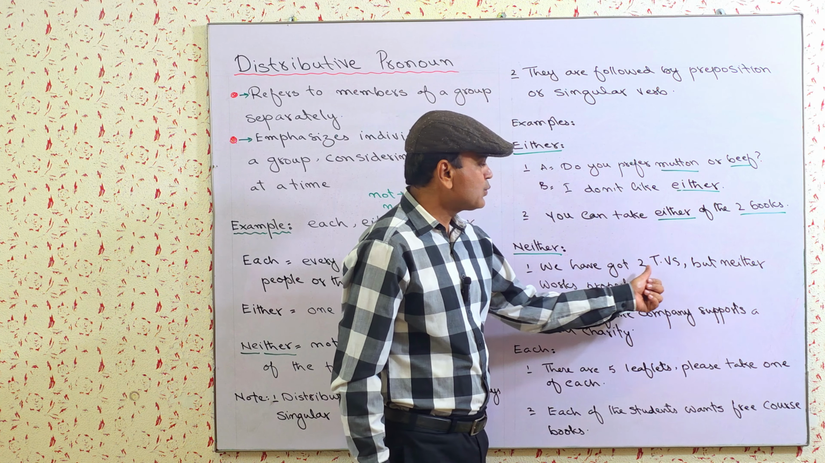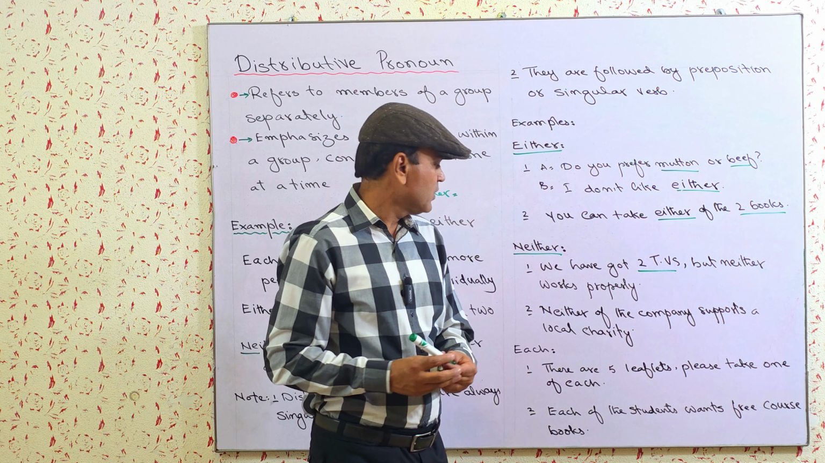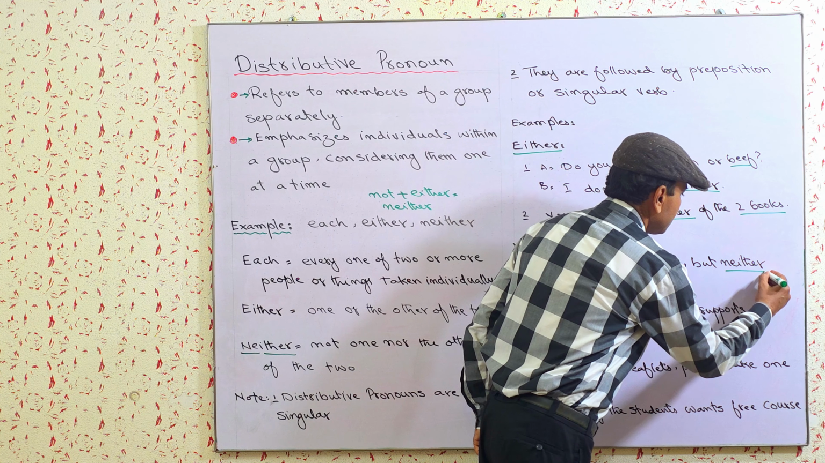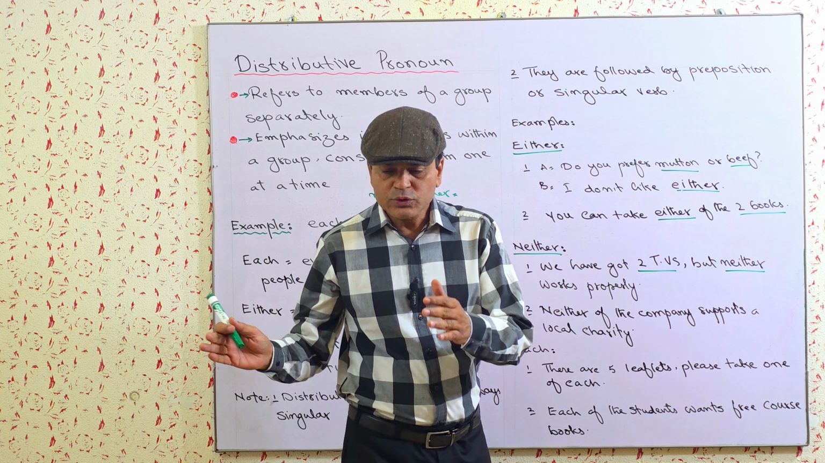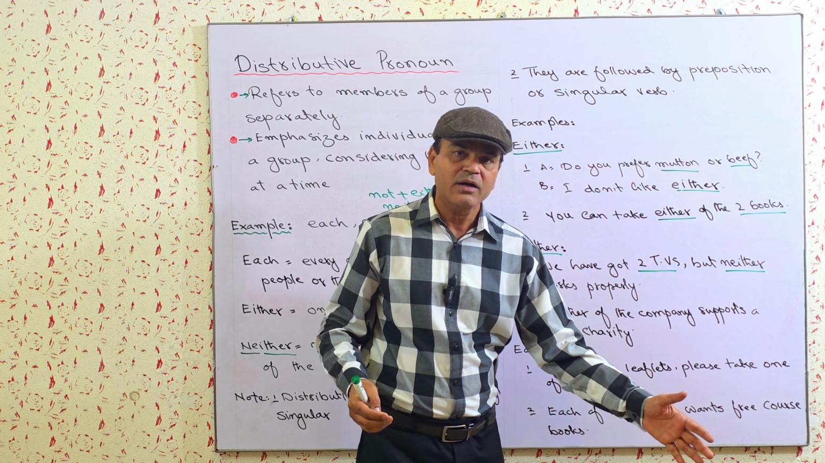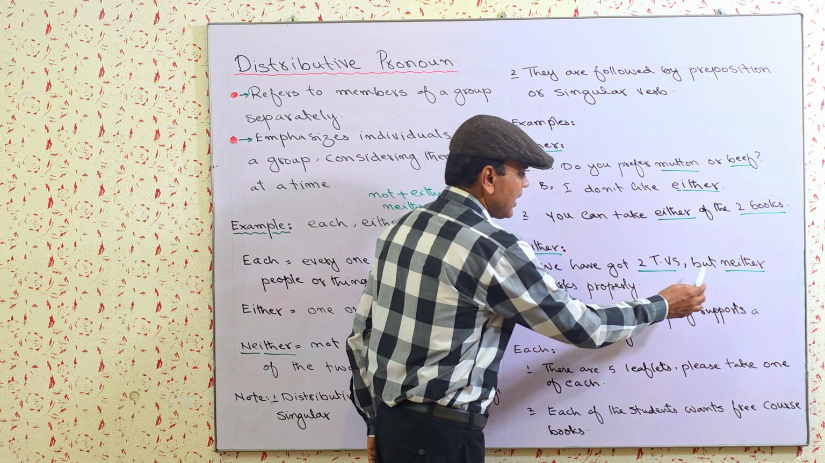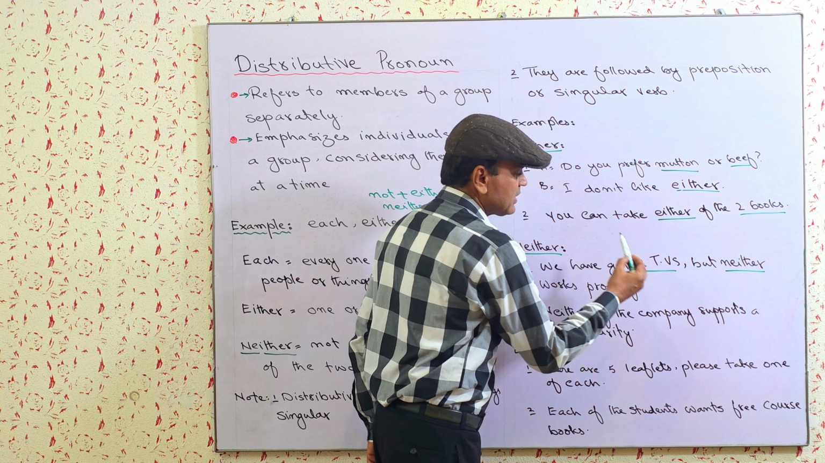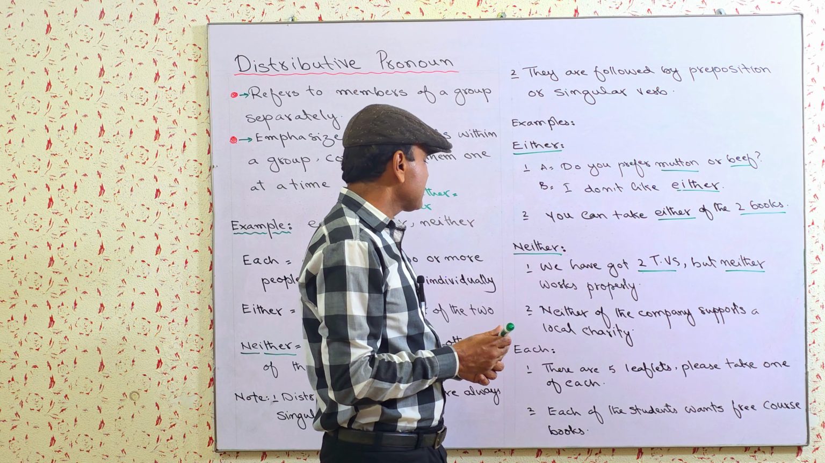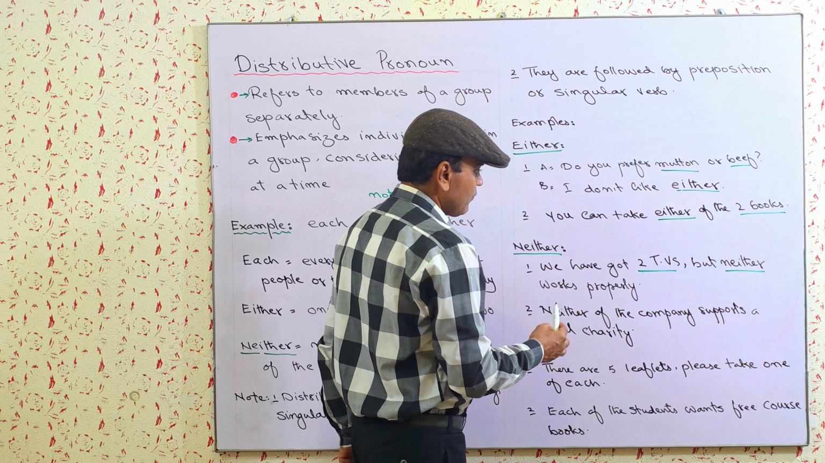We have got two TVs, two televisions. We have got two televisions, but neither. So two televisions, this and this, and neither this nor this. So neither works properly. Here neither is used in place of two televisions, but at the same time it also separates it.